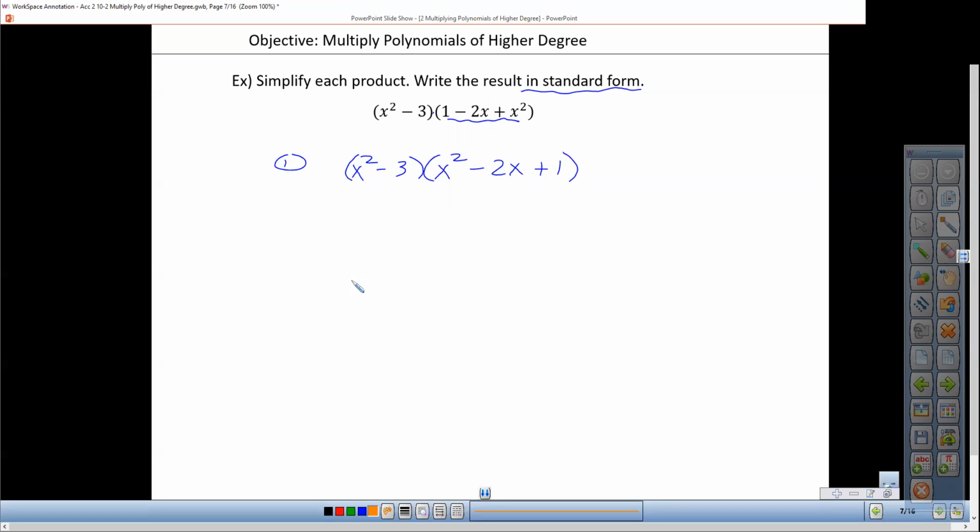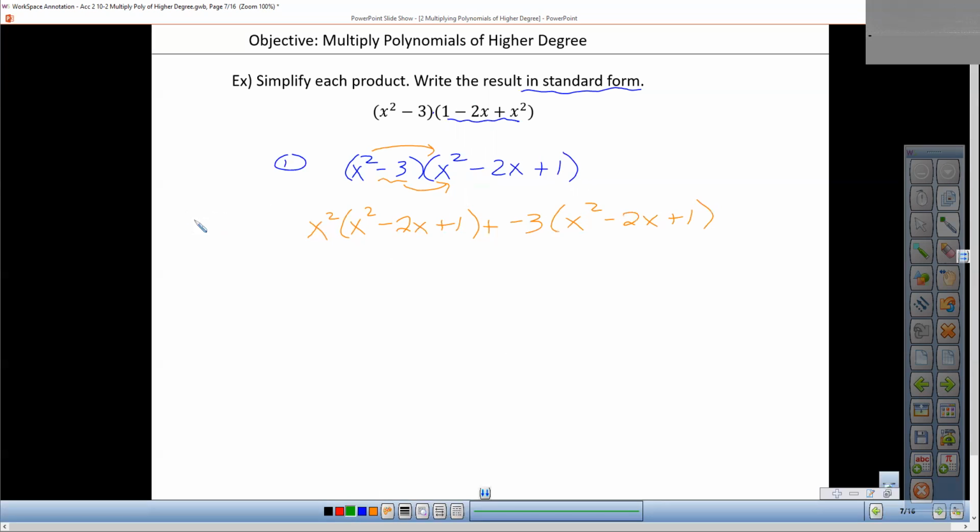So now we would use our distributive property. So this x squared gets distributed or multiplied times the trinomial. And then this -3 gets multiplied or distributed to the trinomial. When I multiply x squared times x squared, remember I am using that product of powers, which says I add exponents. So here I'm going to take the 2 plus the 2. So that gives me x to the 4th.